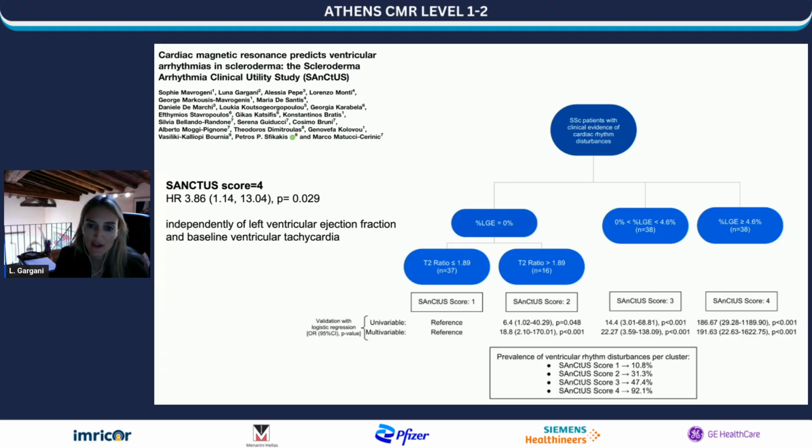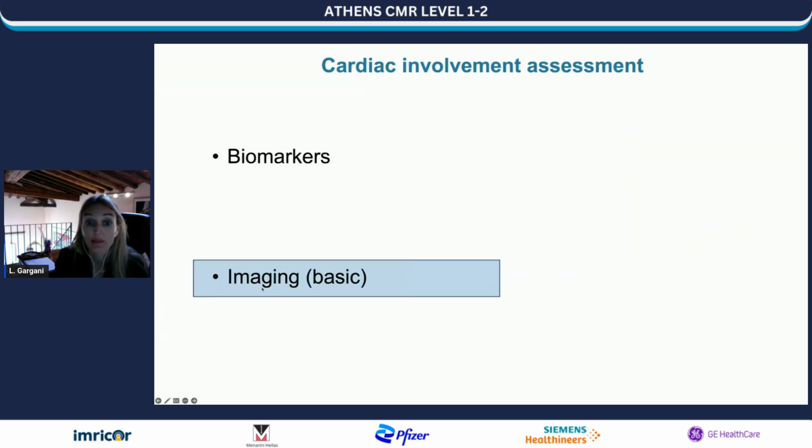On one side, to identify those patients who are going to have some fibrosis at CMR, and on the other side, to see which of these patients may be at more risk for ventricular arrhythmias, which in the end is what we want to identify in our patients because this can be linked with serious events.